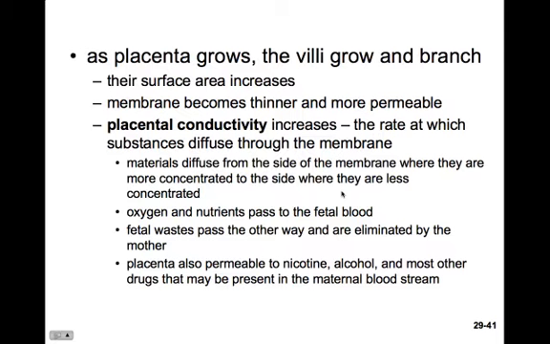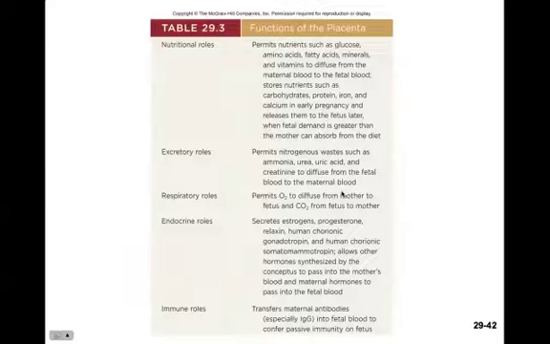The materials diffuse from one side of the membrane where they're more concentrated to the side where they're less concentrated. So that means oxygen and nutrients will pass into the fetal blood, whereas fetal wastes will pass back into the maternal blood. The placenta is also permeable to nicotine, alcohol, and most other drugs that could be present in the maternal bloodstream. So although there's no mixing of the fetal and maternal blood, many of the substances that we consume can cross the placenta quite easily and have great effects on the developing fetus.